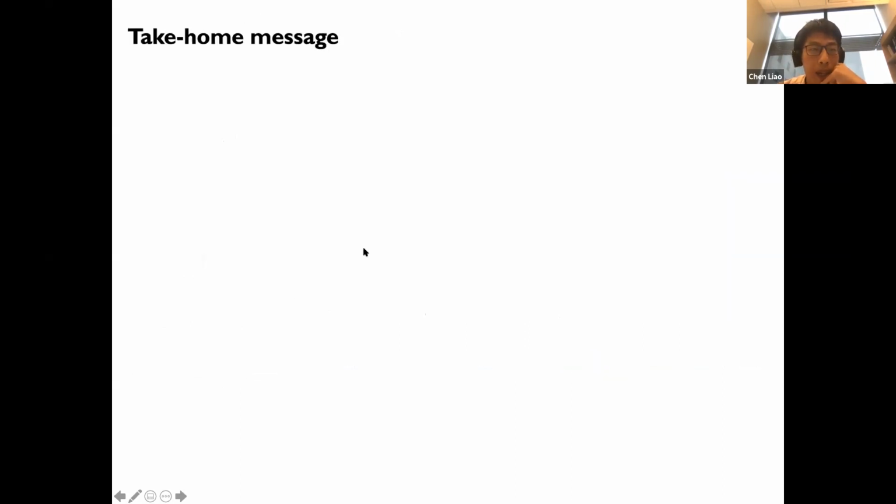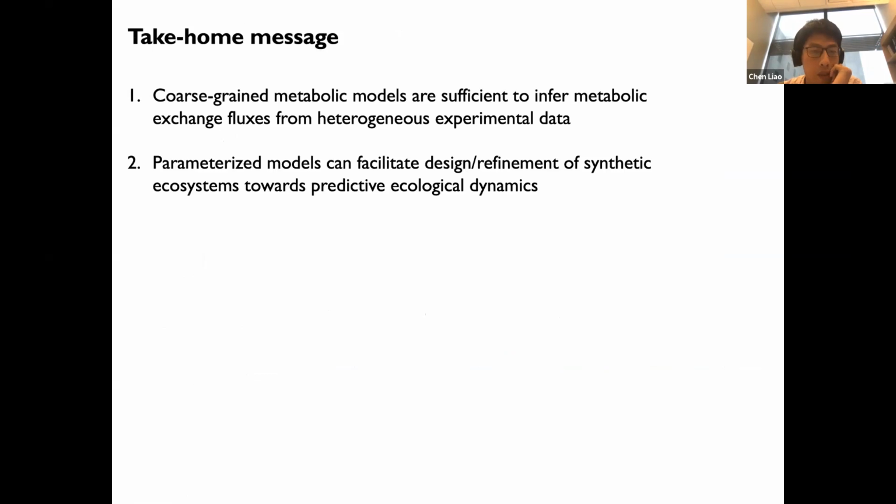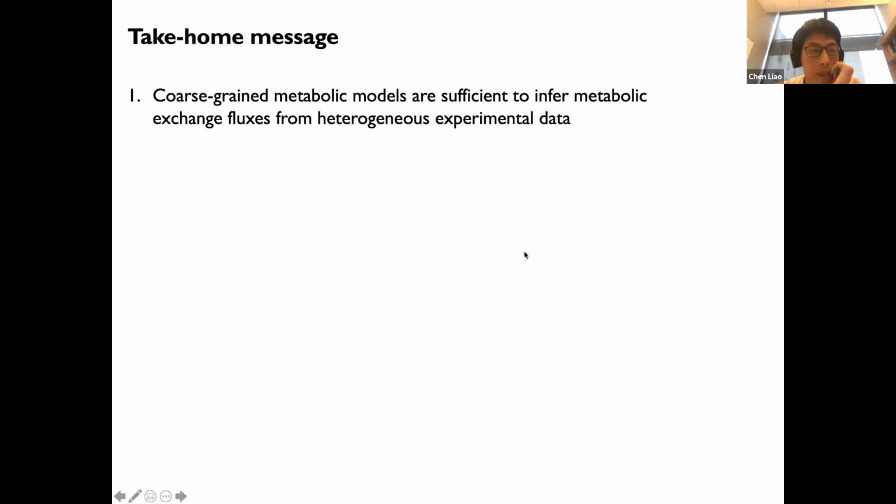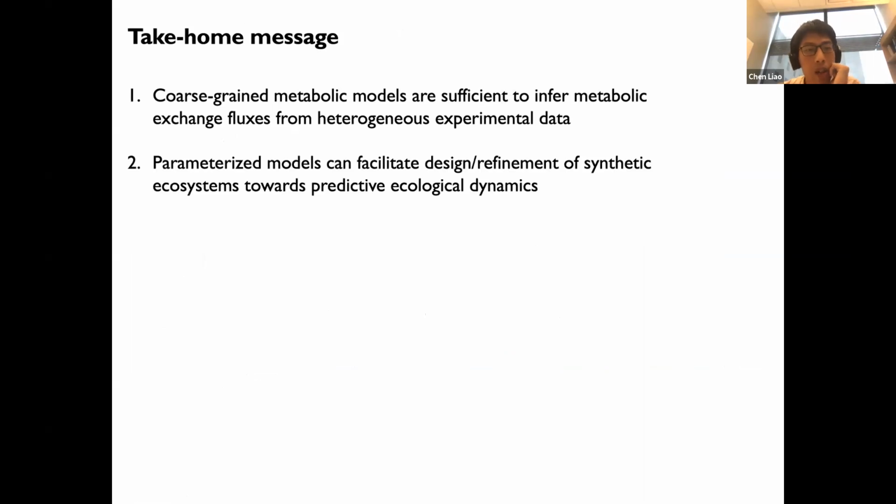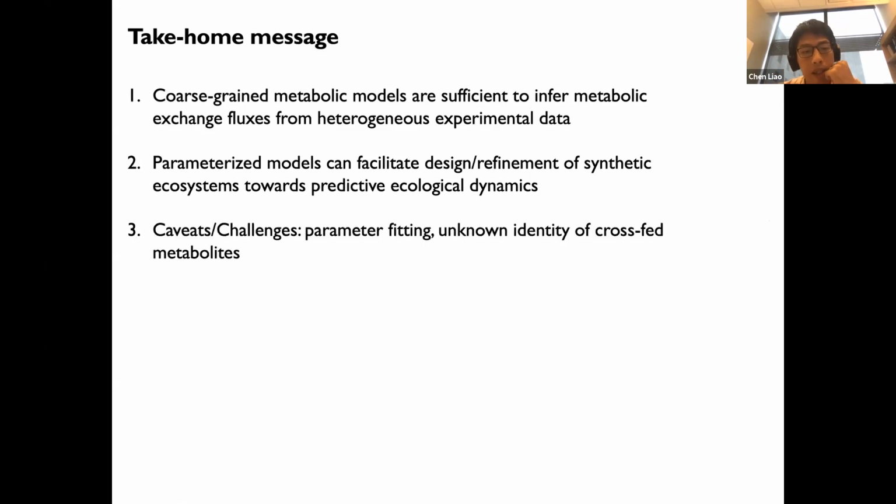So the take-home message is that we use coarse-grained metabolic models to infer the metabolic exchange fluxes from the data, and it's sufficient. We don't need more complex models such as whole genome reconstruction models. We also showed the utility of the model in two engineered communities, so that parameterized models could facilitate the design of synthetic ecosystems towards more predictive population dynamics. And there are definitely some caveats.